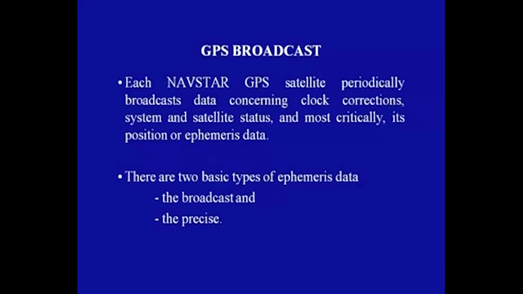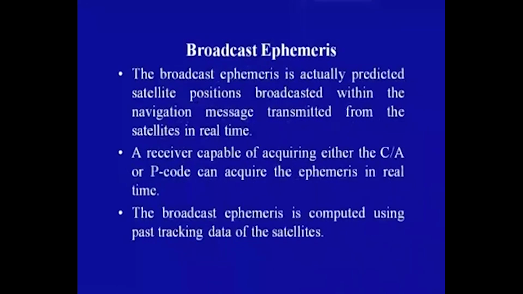So let us look at what are the two basic types of ephemeris data that we have. First is the broadcast and the second is the precise. So let us look at each of them one by one. The broadcast ephemeris is the first which needs to be understood.